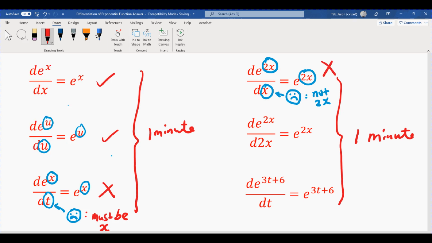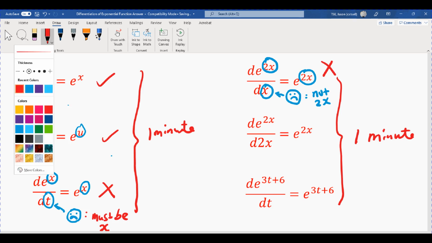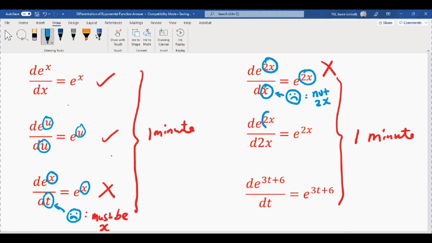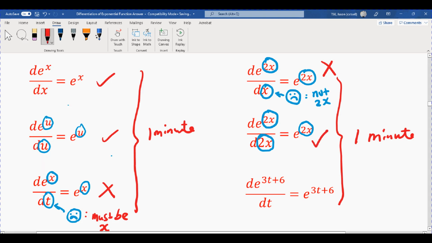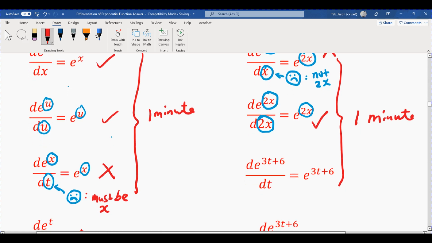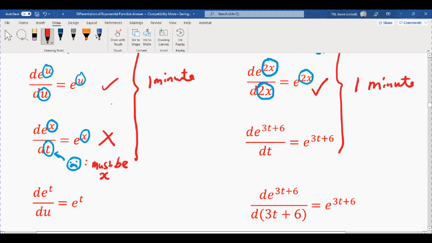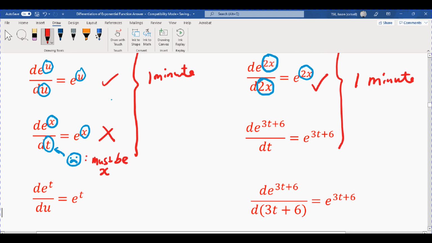Okay, how about this one? Let's track. So this is 2x, 2x, 2x. Do they all match? Yes, they match. Okay, so they're correct. Oh, I missed a 2. Sorry, I didn't notate that another 2 down the page. But anyway, we'll finish that.